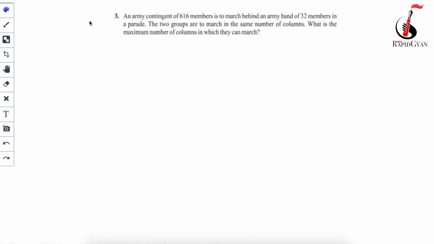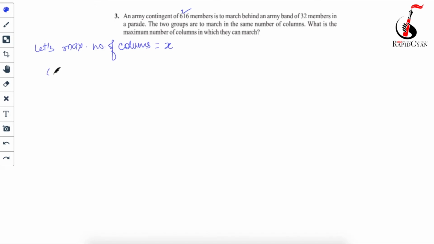The next question is, an army contingent of 616 members is to march behind an army band of 32 members in a parade. Okay, the two groups are to march in the same number of columns. What is the maximum number of columns in which they can march? Okay, so let's assume that the maximum number of columns is equal to x.